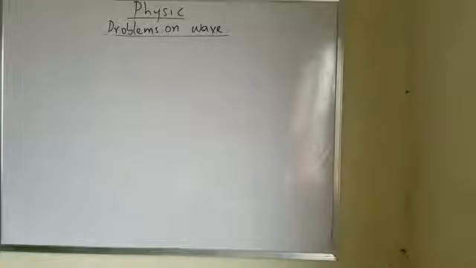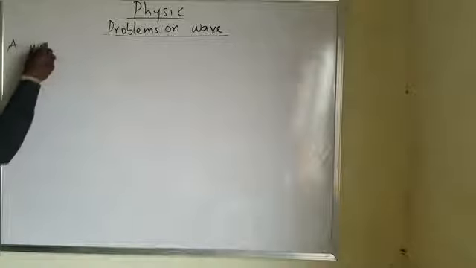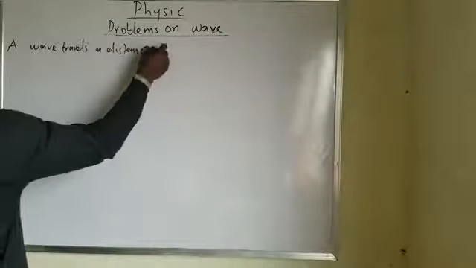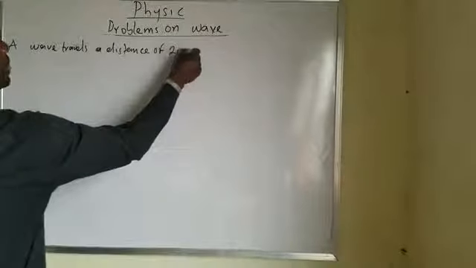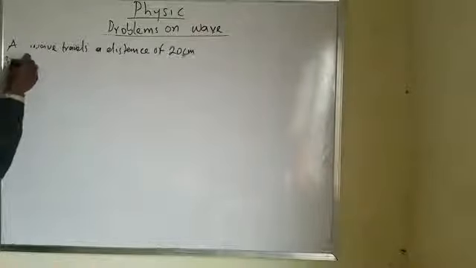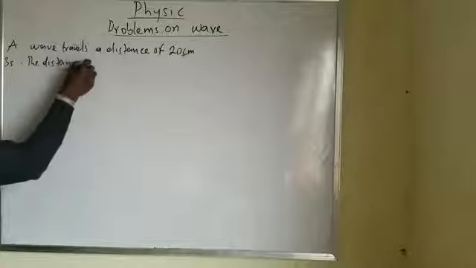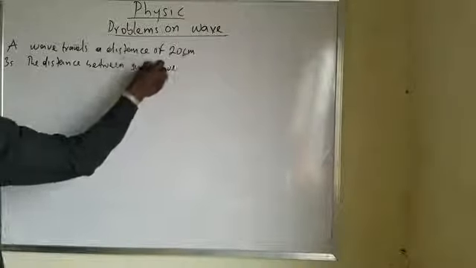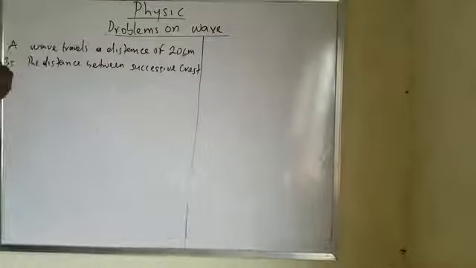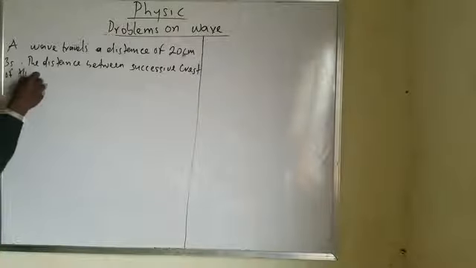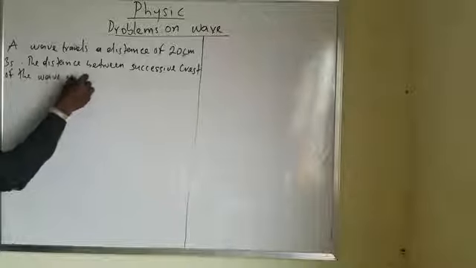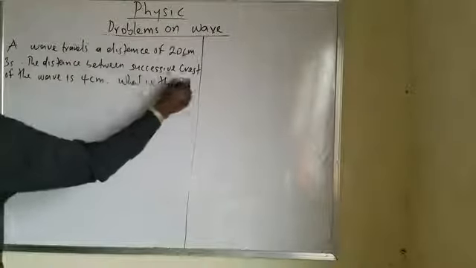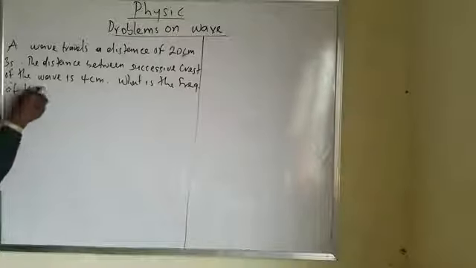Now, look at this question. A wave travels a distance of 20 centimeters in 3 seconds. In the diagram, the distance between successive crests of the wave is 4 centimeters. What is the frequency of the wave?